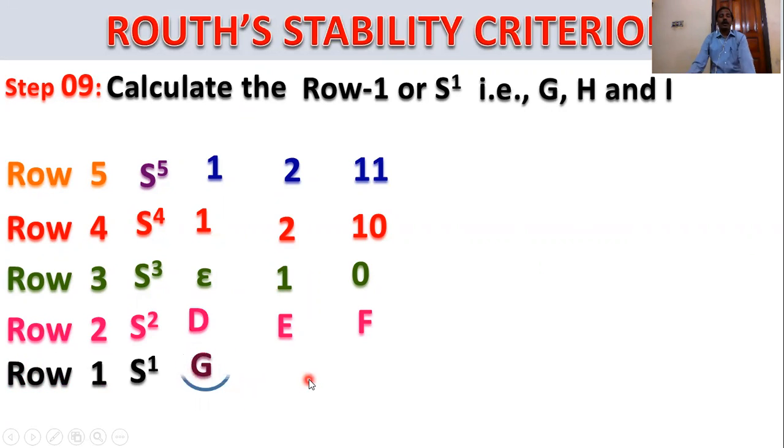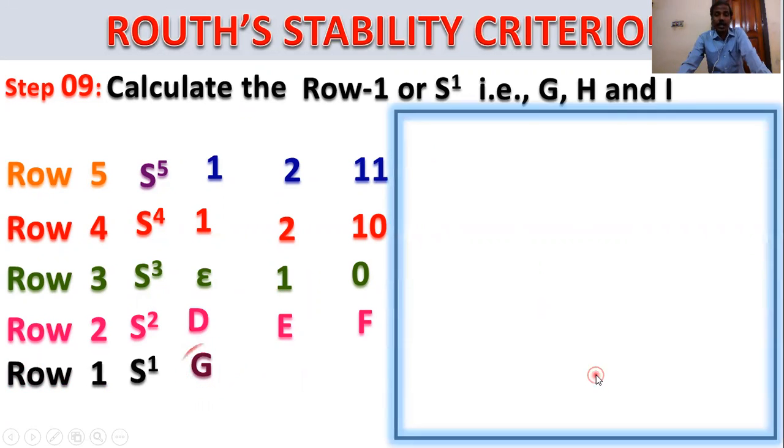What is the value of G? G equals D into 1, D into 1. So write down D into 1, where D equals 2 epsilon minus 1 by epsilon.